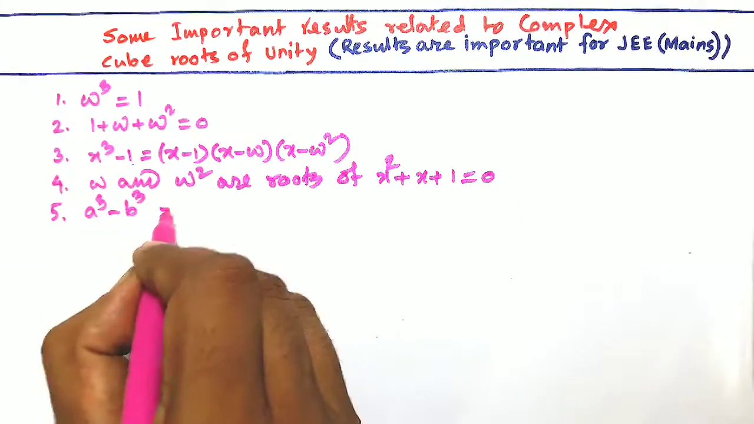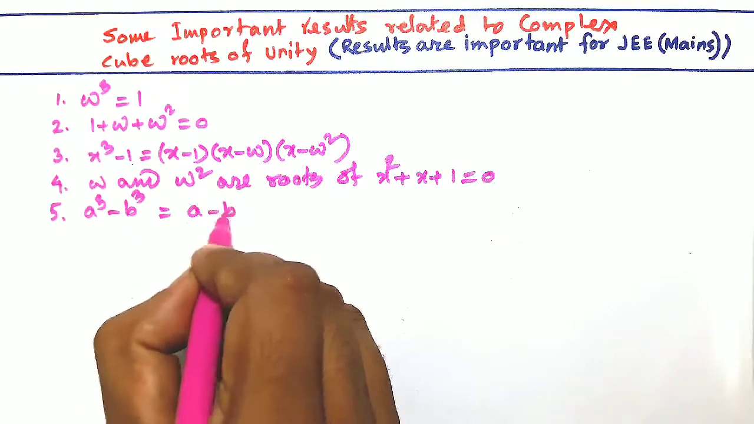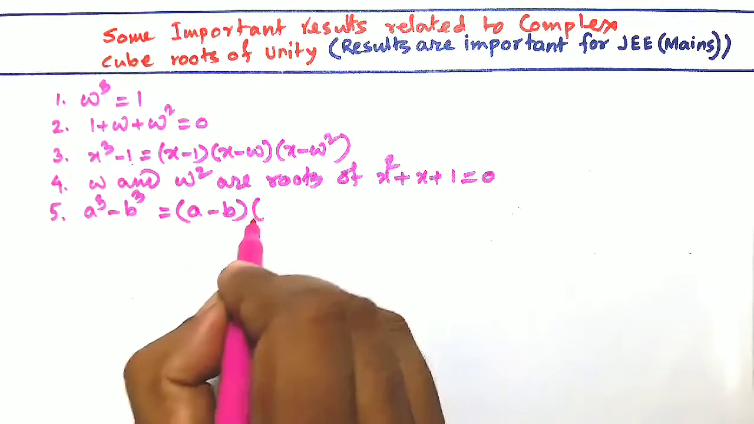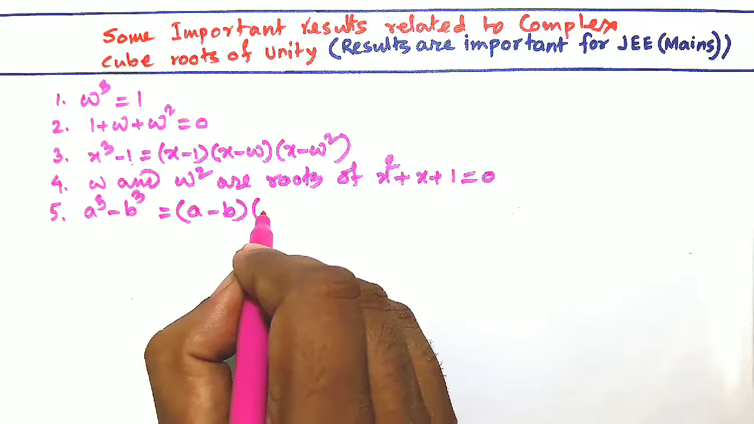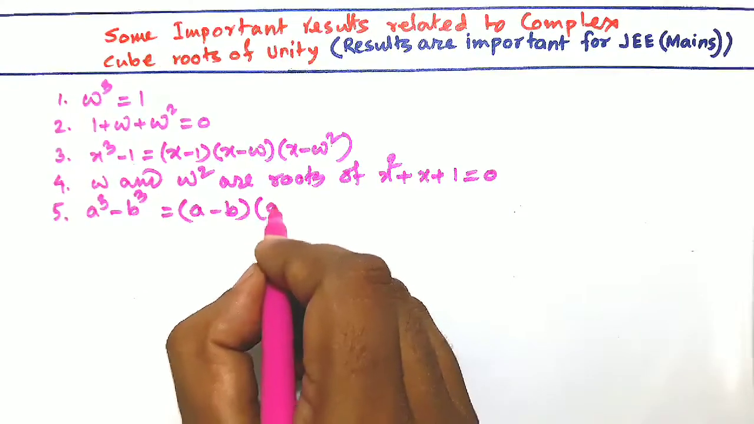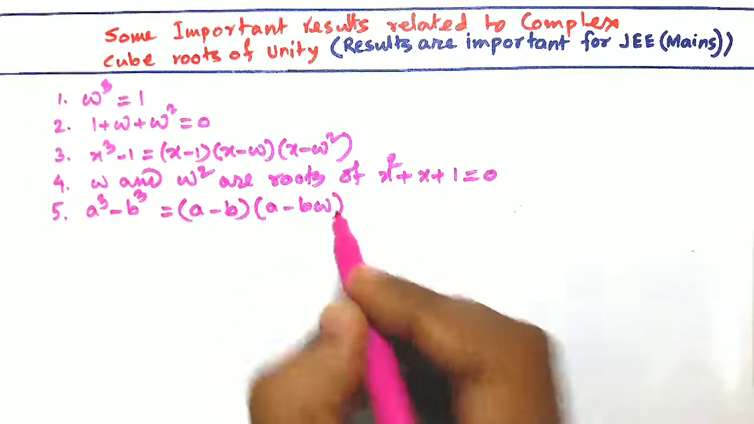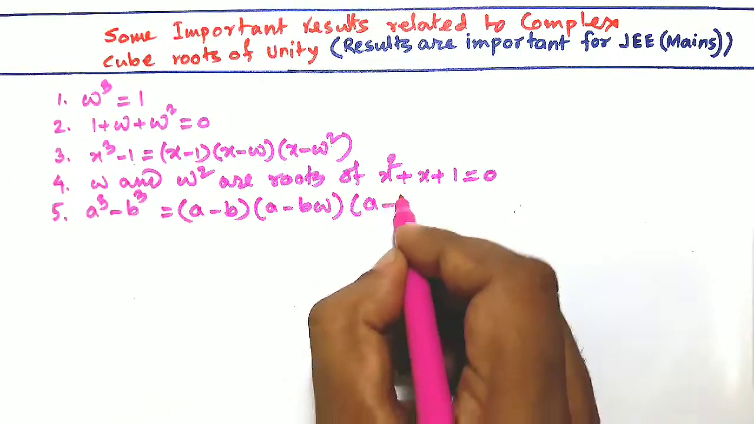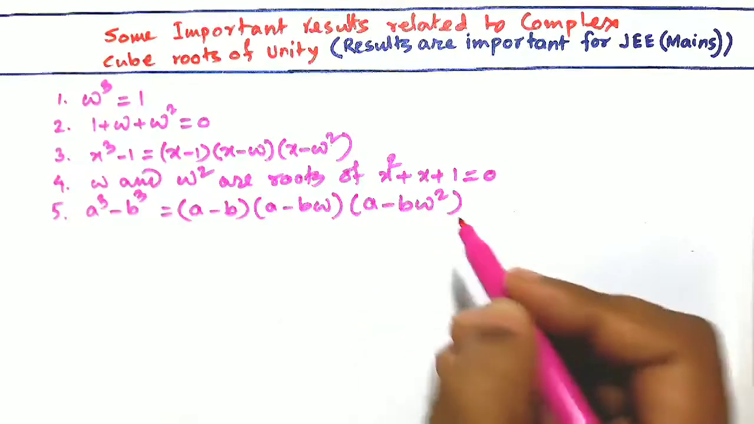Friends, fifth one is a cube minus b cube. A cube minus b cube is equal to (a minus b) into, obviously you know the part, (a square plus ab plus b square). This can be written as (a minus b omega) into (a minus b omega square).